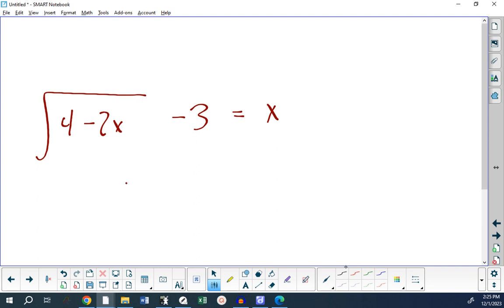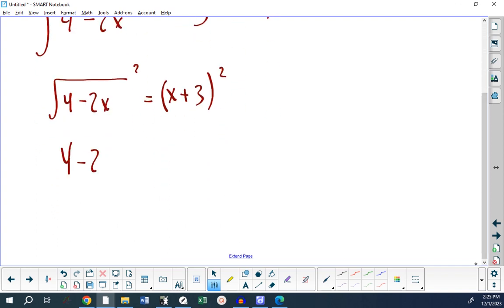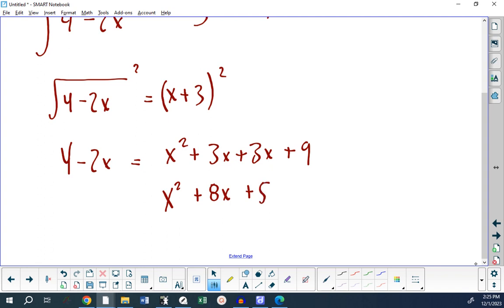But when you do, you're going to end up with the square root of 4 minus 2x equals x plus 3. You're going to square both sides to get 4 minus 2x equals, and I swear if I see this on an exam, the top of my head will just pop off. Don't do that, right? You know that x plus 3 quantity squared means x plus 3 times x plus 3. That's what it is. So x squared plus 8x plus 5 equals 0.